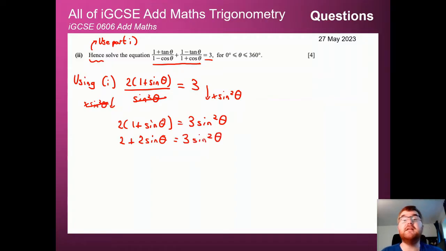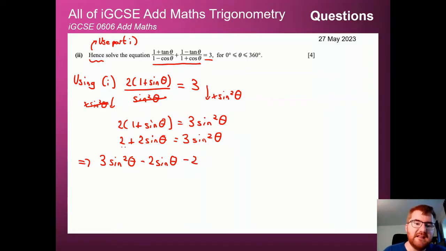Now we're going to bring everything to one side here. So I'm going to bring everything to the right hand side. So this is then going to become 3 sine squared theta. Again, we're going to do a minus 2 sine theta and a minus 2. So why we've done this is that we made this left hand side 0 and got it in this quadratic form. So the first thing to check is, does it actually factorize? Because that would save us a lot of time.